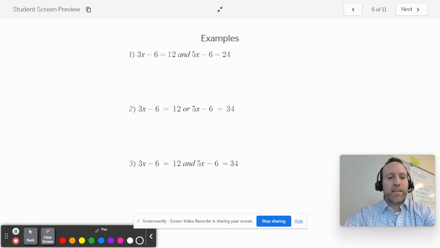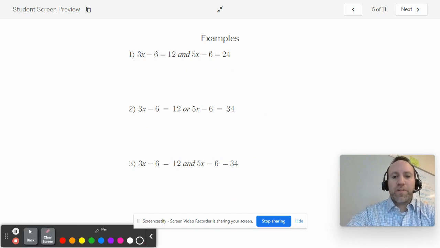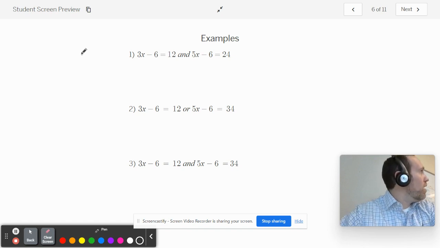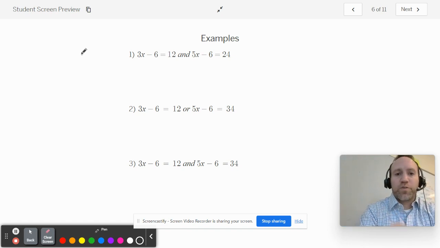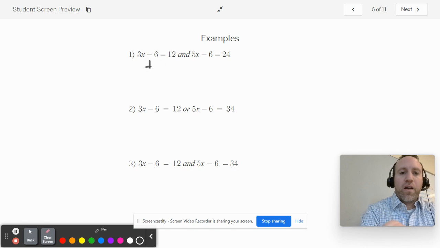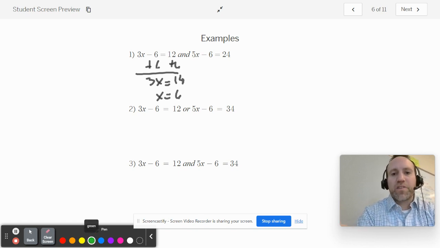Okay. In the next example, we have a couple of examples here that are and or equations. All right. So if we take a look at the first one, add 6 to both sides, we get 3x equals 18. Divide both sides by 3, we get x equals 6. On the right side, if we add 6 to both sides, we get 5x equals 30 and x equals 6.